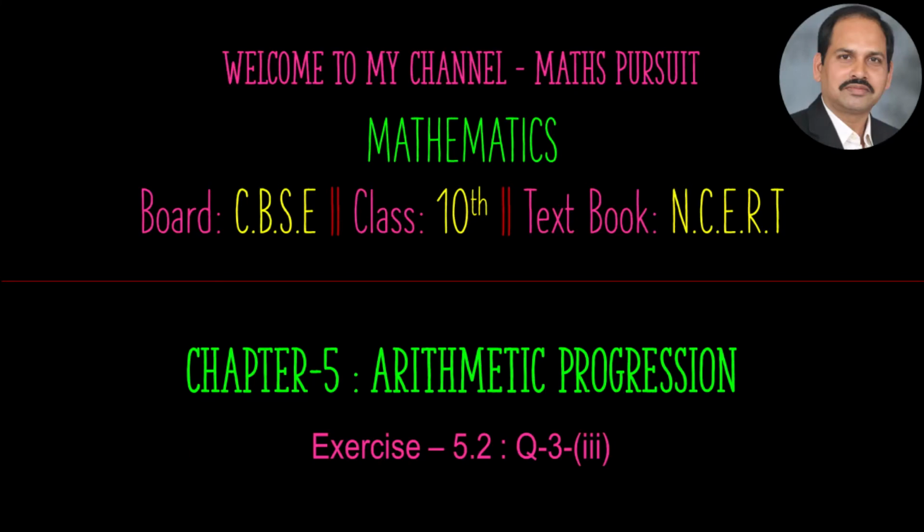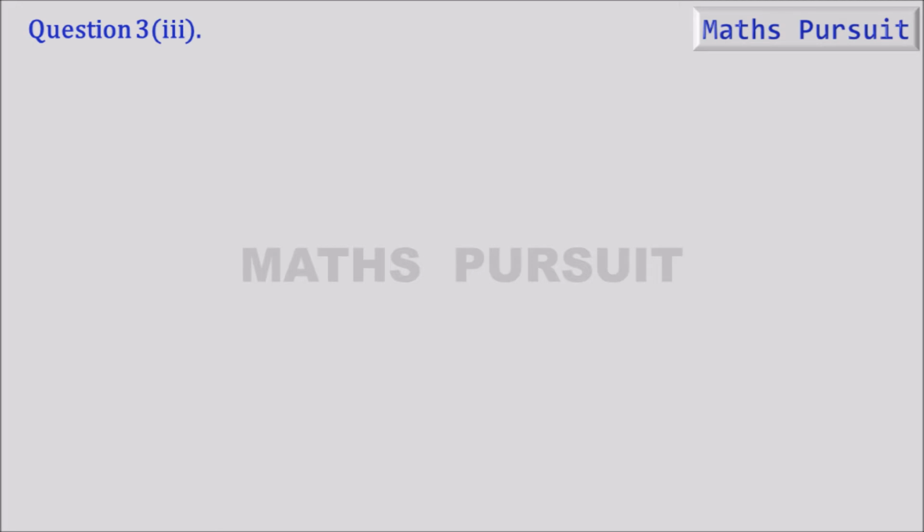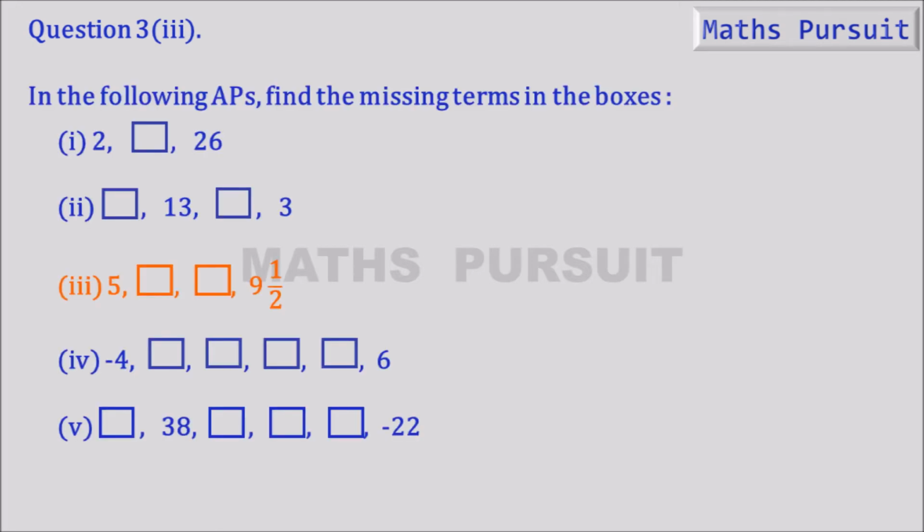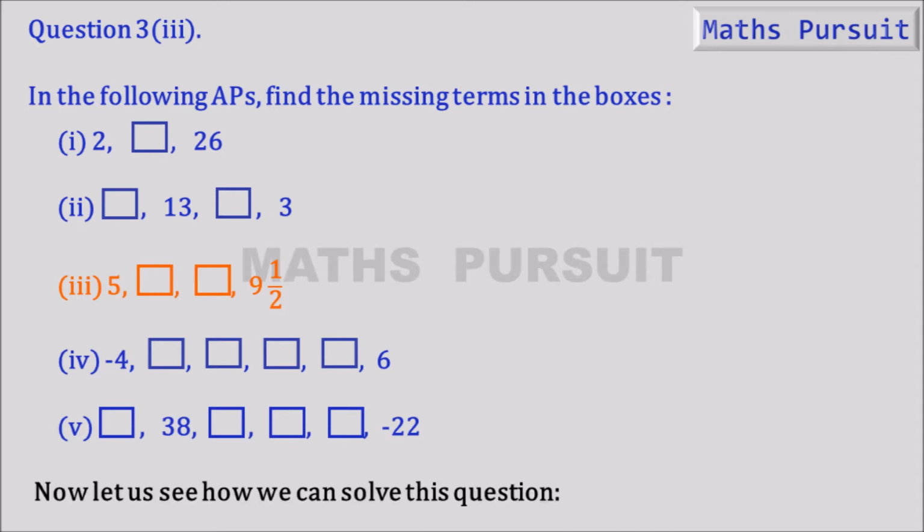Today we are going to look into exercise 5.2 question 3 bit 3 from chapter 5 called arithmetic progression. So let's see what exactly is given in question number 3 bit 3. Coming to the question, it is given that in the following APs find the missing terms in the boxes, and the given number sequence is 5, one blank box, then one more blank box, and then 9 1 by 2. Now let us see how we can solve this question.